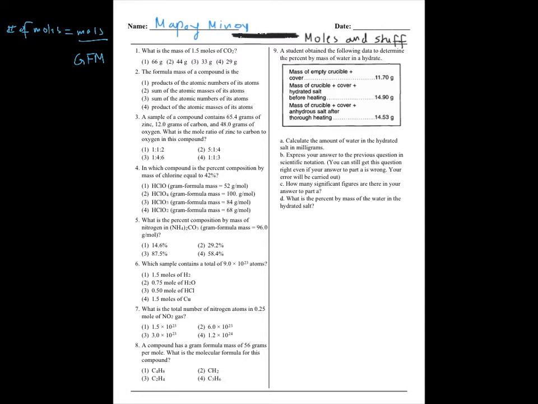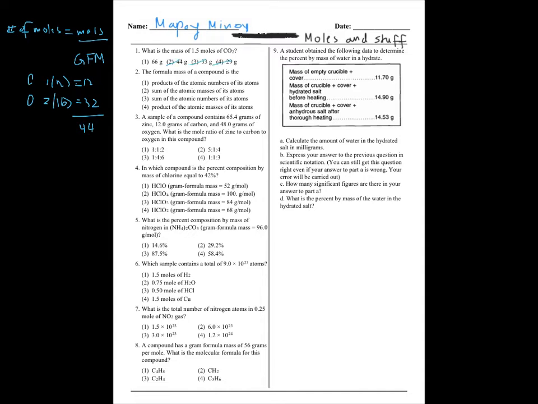So let's figure out what our molar mass is. We have 1 carbon and 2 oxygens. So 2 times the atomic mass of oxygen, which is 16, and for carbon, that's 12. Okay, 12 plus 32, add them up and you get 44 grams per mole. Keep in mind, 44 grams per mole. If we have 1.5 moles, we should have a number that's bigger than 44.